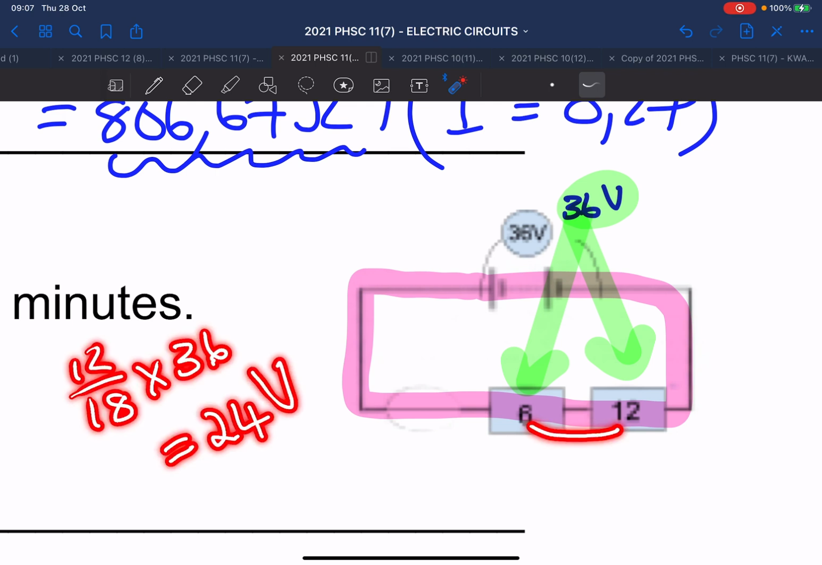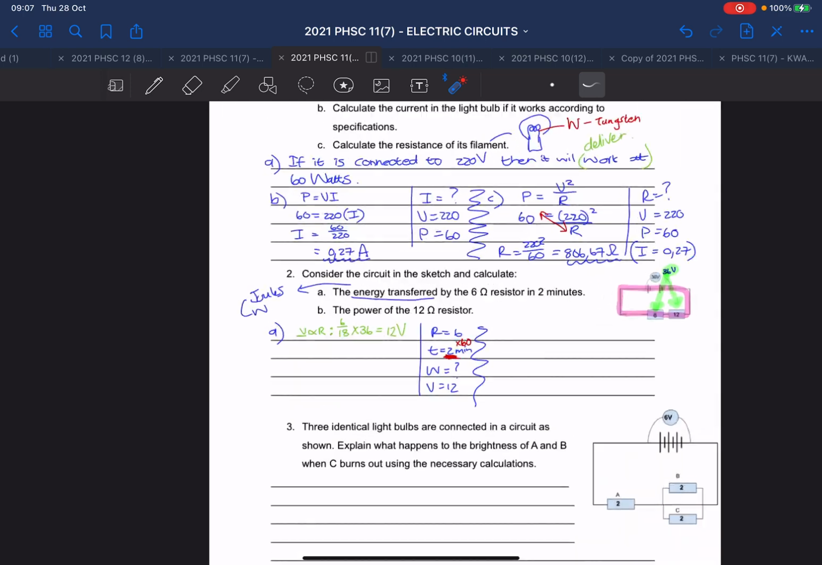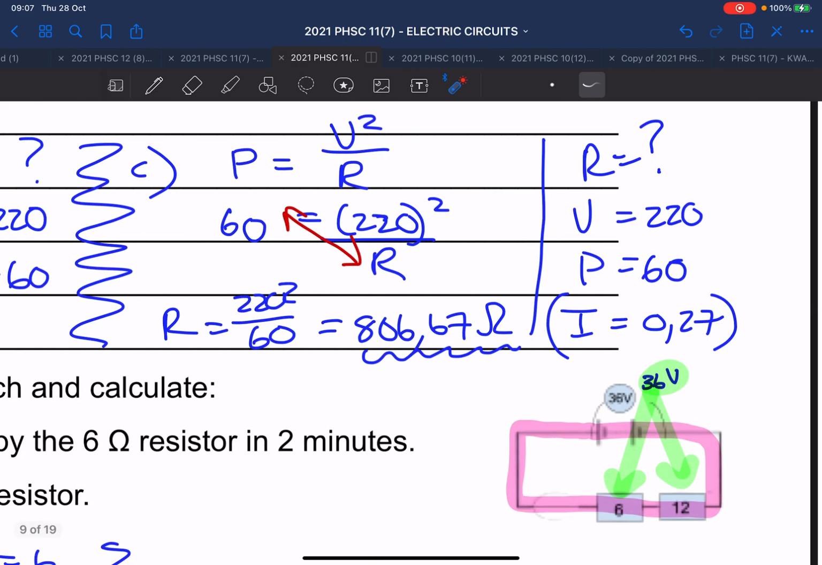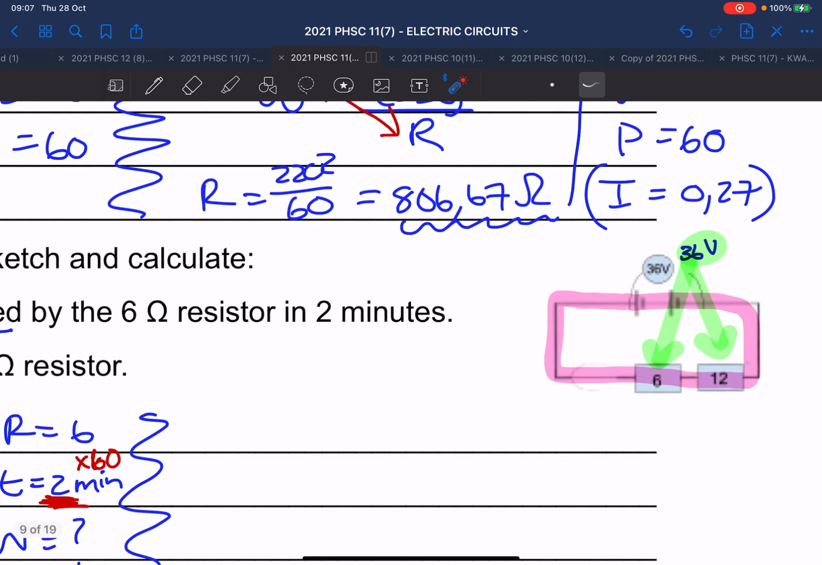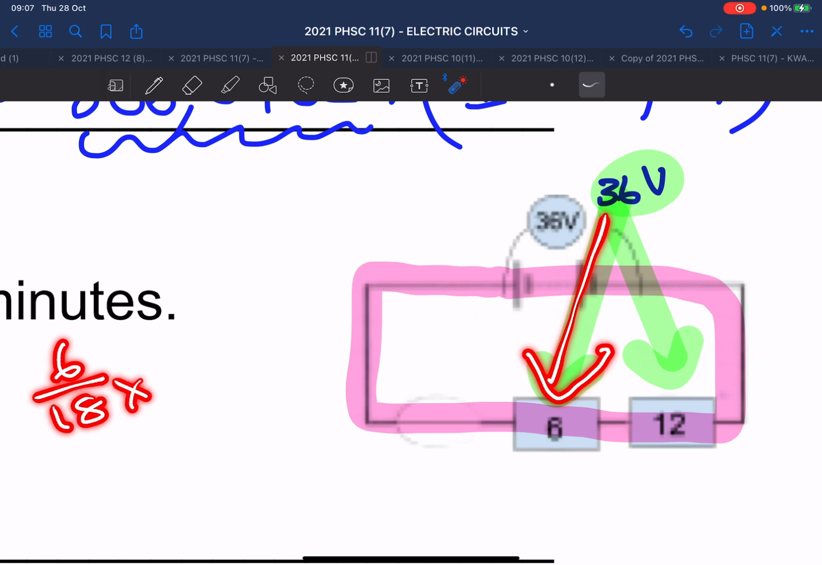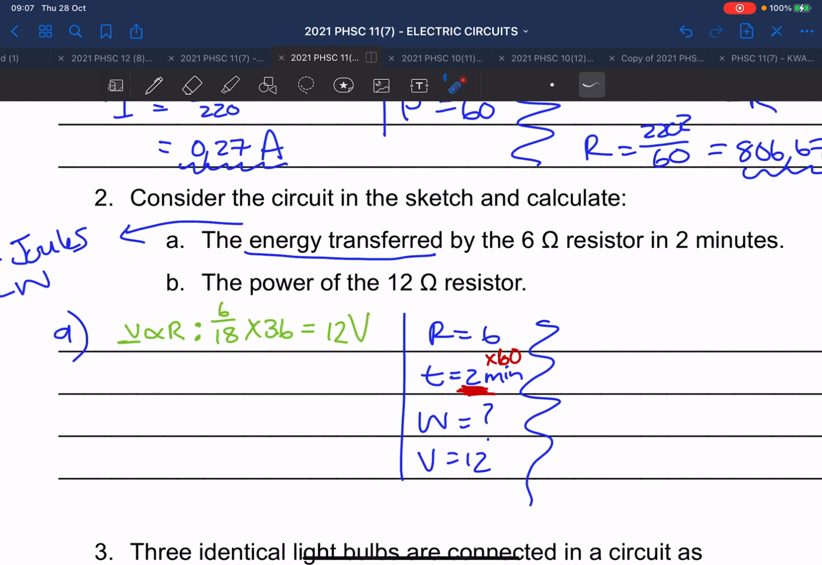24 volts. Okay, right. But why did I write 12? You said 6. Why did I look at the wrong resistor? I'm sorry. We don't want to know what's the volts going there. We want the volts that's going to the 6 ohm resistor. I apologize. So we said 6 over 18 times 36. That gives you 12 volts. Okay. Right. So that's how we got there.